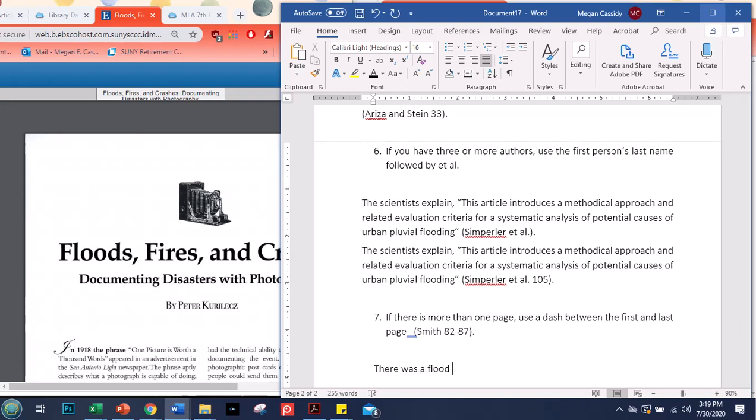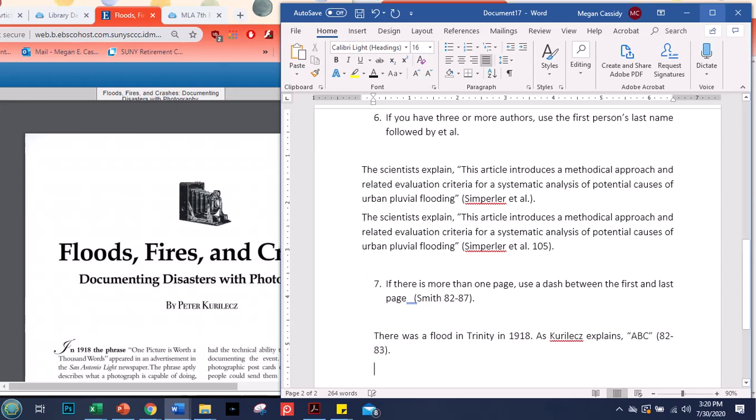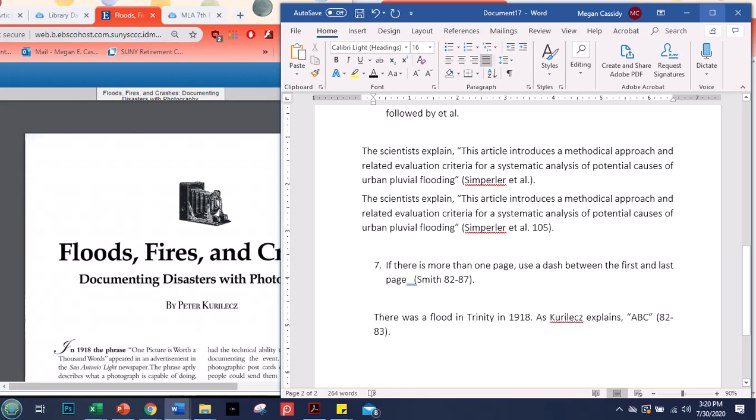There was a flood in Trinity in 1918, as Kurlitzek, did I spell that right? Yes. Explains, and then I have this quote. I'm going to put in ABC just for where the quote would go, and then that's 82 to 83. Okay?